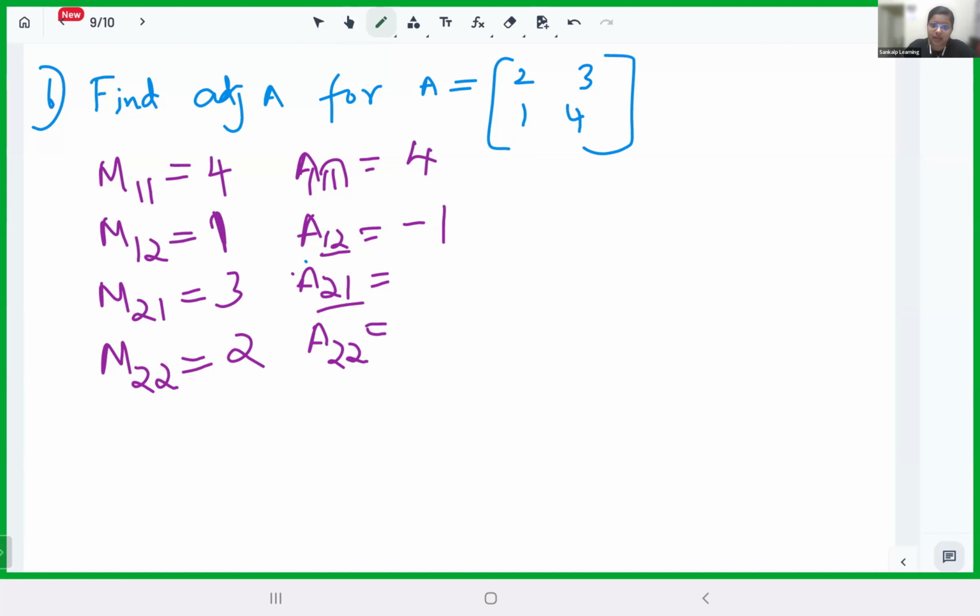And 2 plus 1 is 3. So it is an odd number. So you have to put a minus there. A22 means 2 plus 2 is 4. It is an even number. So keep it like that itself. All right. So this is our cofactor.